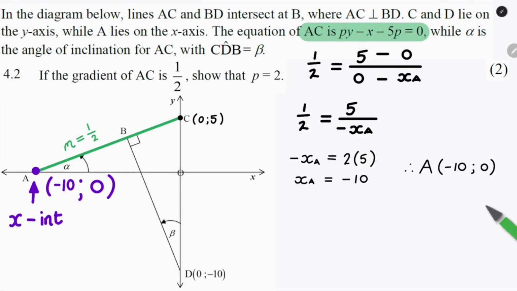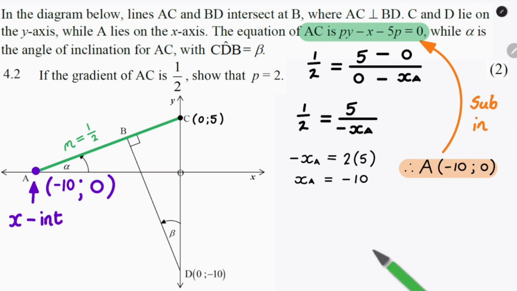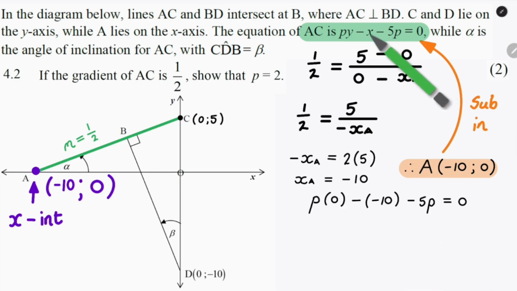Now we can return to our original mission and take this point and sub it into that equation and solve for p. So we're going to grab that equation and we're going to change x to minus 10 wrapped in a bracket because there's a minus in front. And we're going to change this y to a 0. p times 0 is just 0. Minus minus 10 is positive 10. And the minus 5p can stay where it is.